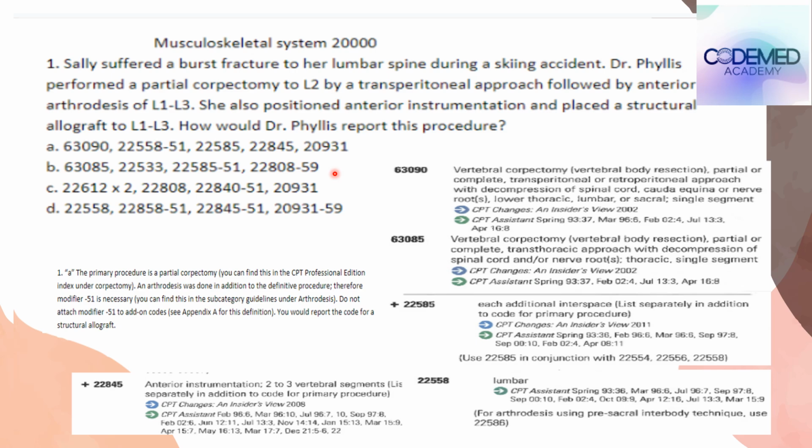And then we will see that 22612 is not the correct code, because it is not the code for lumbar vertebrae arthrodesis anterior approach. So we cannot even use that code, and so the D answer is also wrong, because first of all, whenever the definitive procedure happens, that we have to code first, followed by the arthrodesis, and here the definitive procedure that has happened is a corpectomy. So A is the correct option.